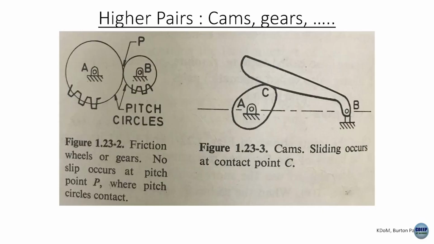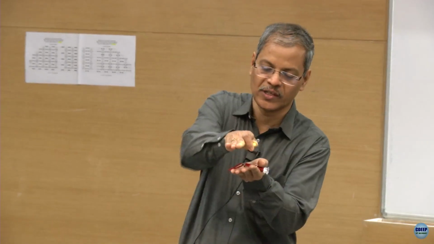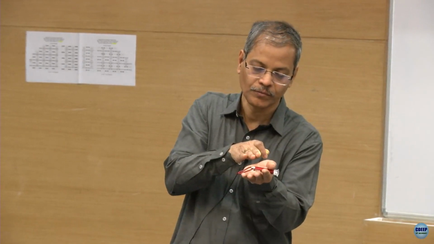Okay? So, Arpit was telling me last class, where are you, Arpit? Was telling me all the time you are talking only about lower pairs and all that. When will we talk about higher pairs? Okay. So, you remember when we looked at joints, we classified them into two groups. One is based on the lower pairs, based on the fact that it has surface contact between the two bodies which are joined together. Sliding joint, the whole surface slides on the surface of the other link. Now, higher pairs have only line or point contact.